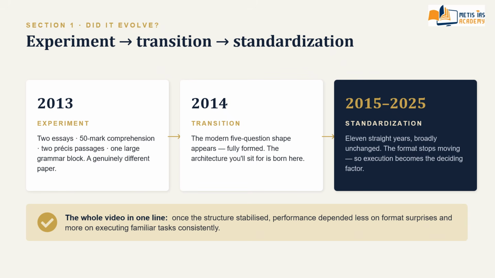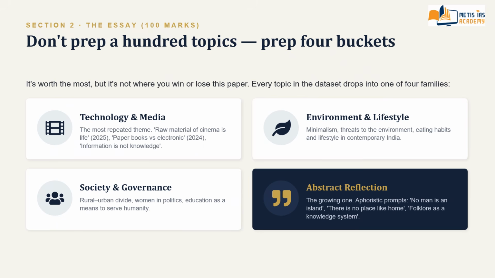So unlike other papers where the examiner's mindset keeps shifting here or there, as far as the general English compulsory paper is concerned, the change basically stopped. And when the format stops moving, one thing takes over as the deciding factor. What is that factor? That is execution.